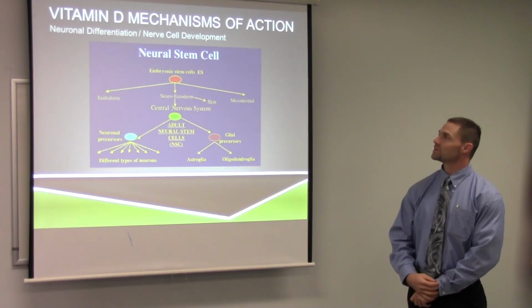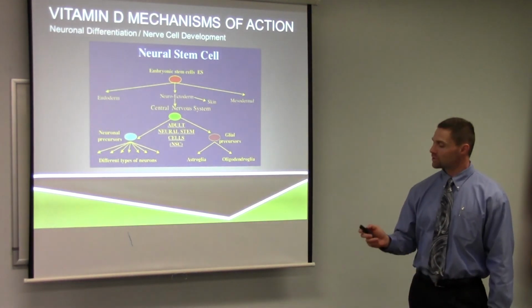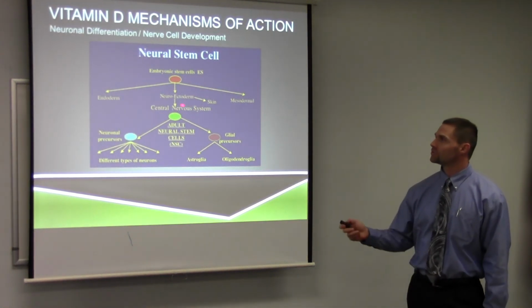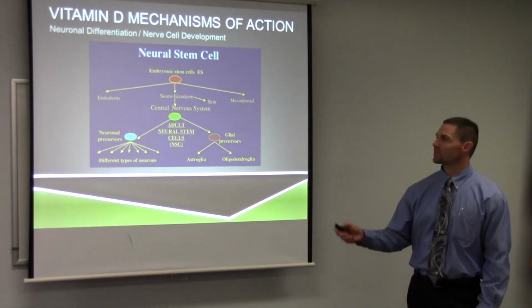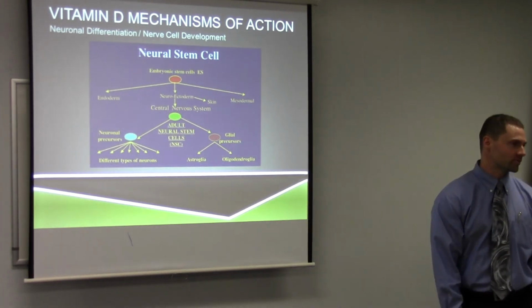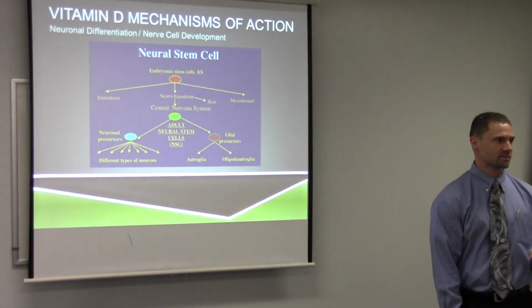And this is just another diagram saying the same thing. So basically what you've got is an embryonic stem cell, and then it goes through these different divisions until it gets down into producing the different types of nerve cells in the body, right? That is a vitamin D dependent driven process.